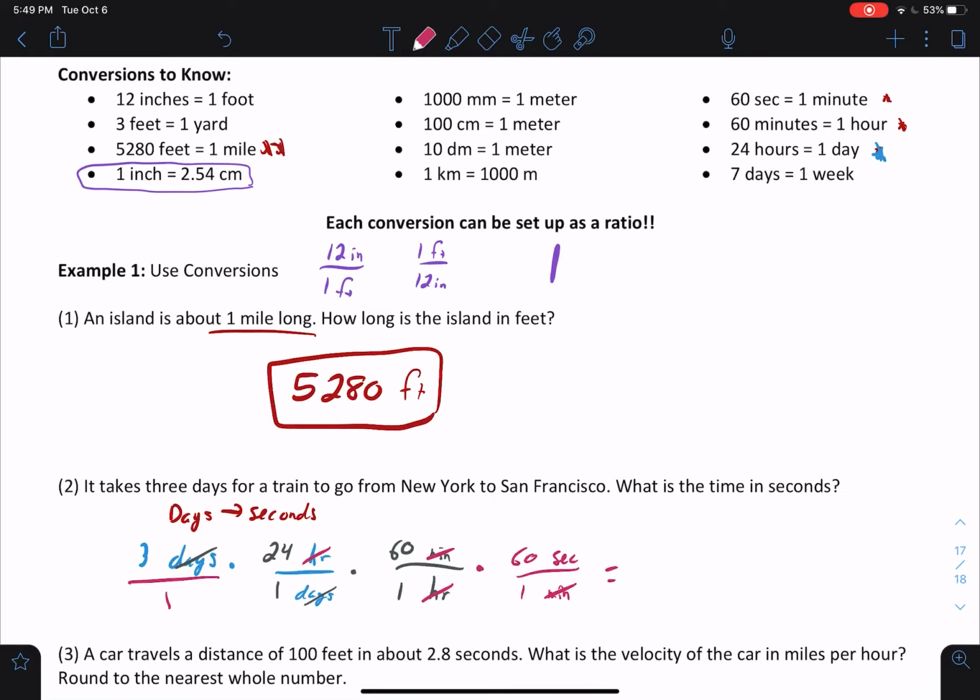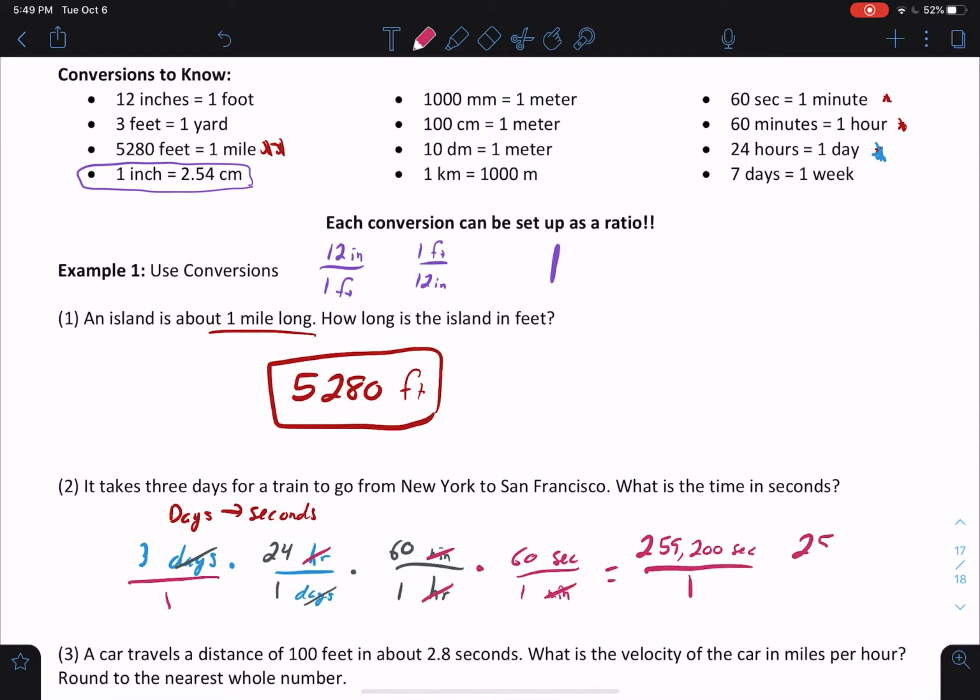Okay, so I've got 3 times 24 times 60 times 60, and I'm going to get 259,200 seconds, which is my end goal. I wanted my last units to be in seconds, all over 1 times 1 times 1 times 1, which is 1. And notice how all the units on the denominators have canceled out, so it's just 1 at the bottom.